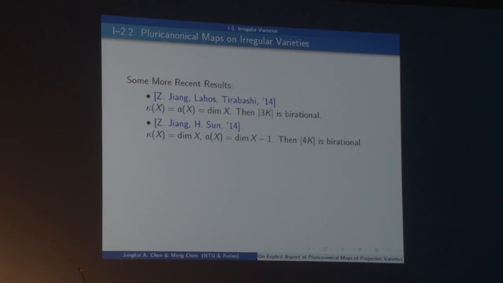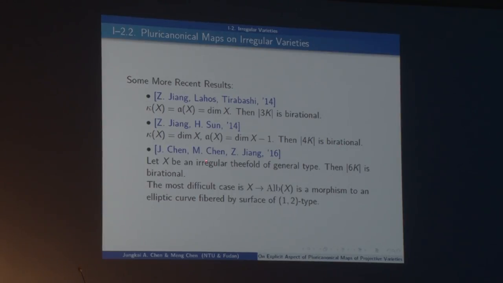Okay, and if the Albanese fiber dimension is 1, then the fourth canonical divisor is birational. Moreover, we can also show that if X is an irregular threefold of general type, then the sixth canonical divisor is birational. So as you can see, all these results only depend on the dimension of your fiber.